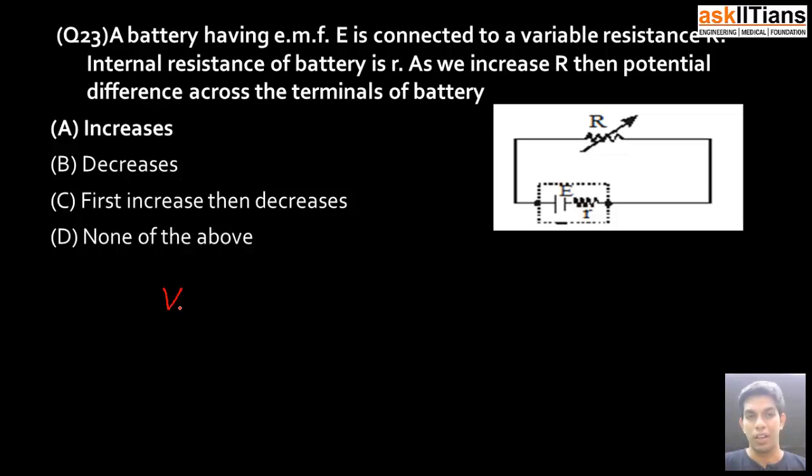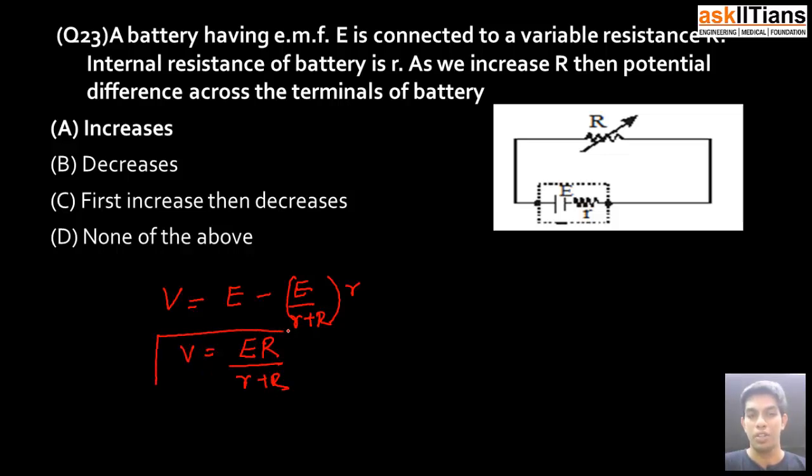So potential across the terminal of the battery, let's say, is denoted by V, is equal to EMF of the battery minus current flowing in the circuit, that is capital E divided by small r plus capital R, times the internal resistance. So this gives me E times capital R divided by small r plus capital R. So this is the potential across the terminals of battery. And as we can see, if we increase the resistance, that is R, then the potential across the terminals of the battery also increases. Hence, A is the correct answer.